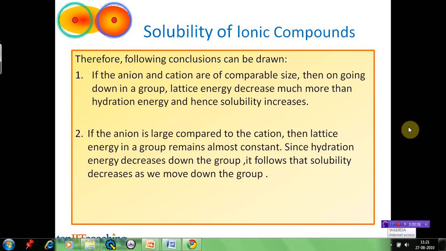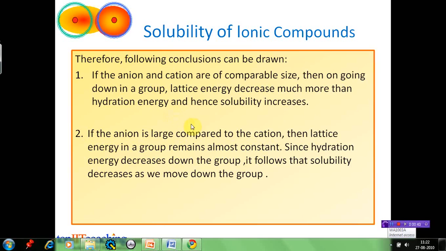These are the two important conclusions which we can draw from the points we discussed. First of all, if the anion and cation are of comparable size, that is, there is not a very big difference between the sizes of an anion and cation, then on moving down a group, as the size increases, the lattice energy will decrease. The hydration energy will also decrease along with the increase in size, but the decrease in lattice energy will be much more as compared to the decrease in hydration energy, and therefore the solubility will increase.